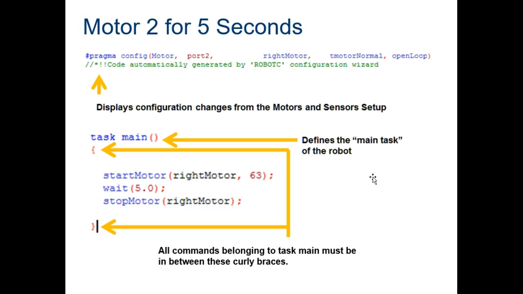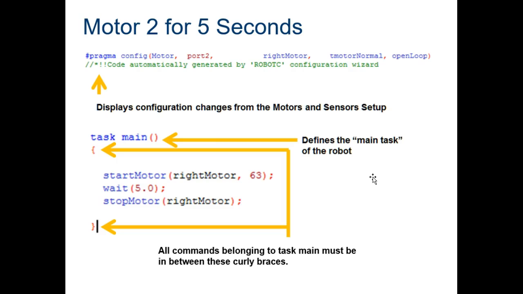Okay, start motor. We told the right motor to turn on at 63. If you think about it like a percent, it's not far off, so that's about half speed. Then you're going to wait for 5 seconds. This literally makes the program wait for 5 seconds. Pretty complicated, right? But in that 5 seconds, that motor is turning the whole time.